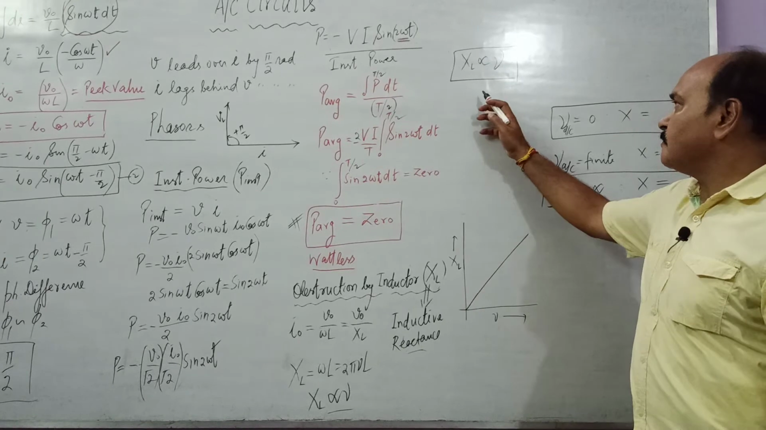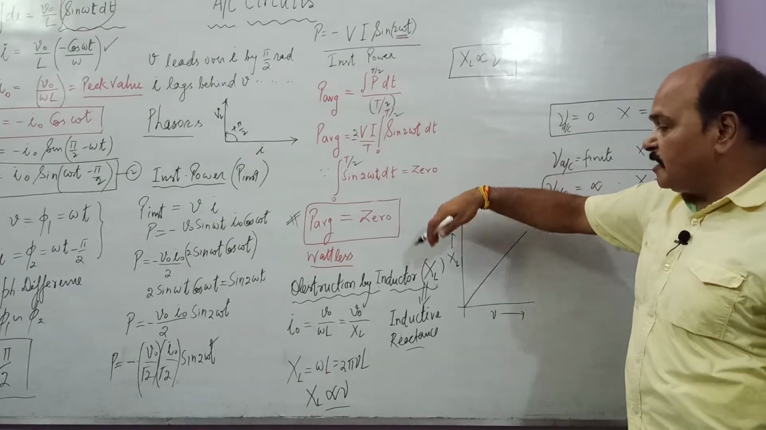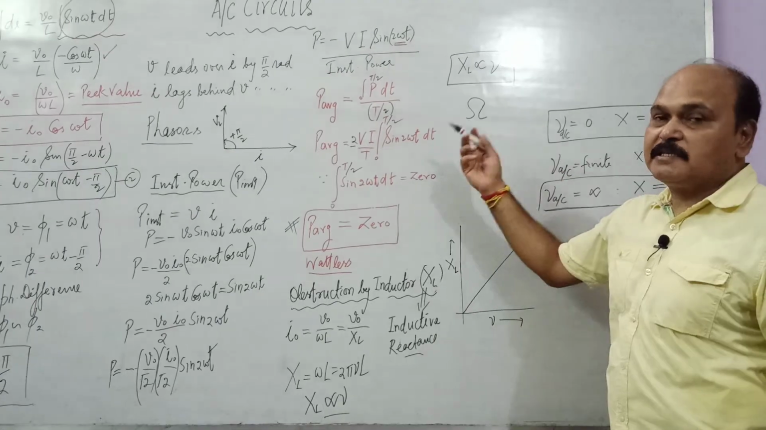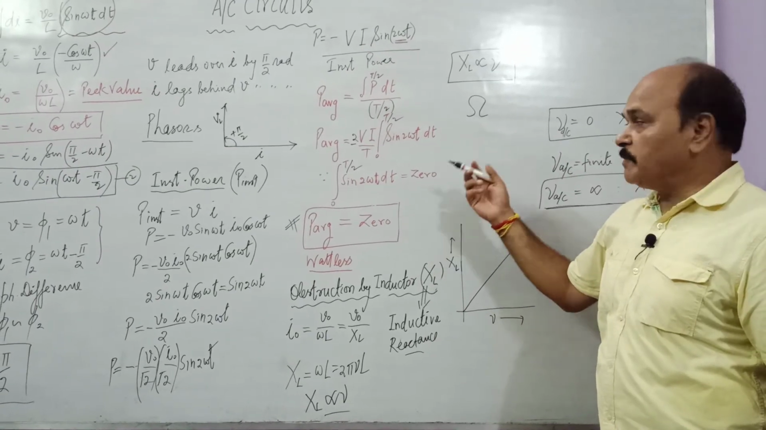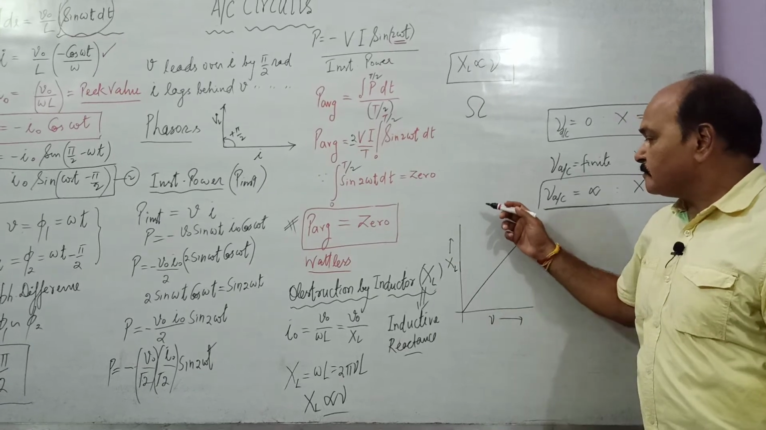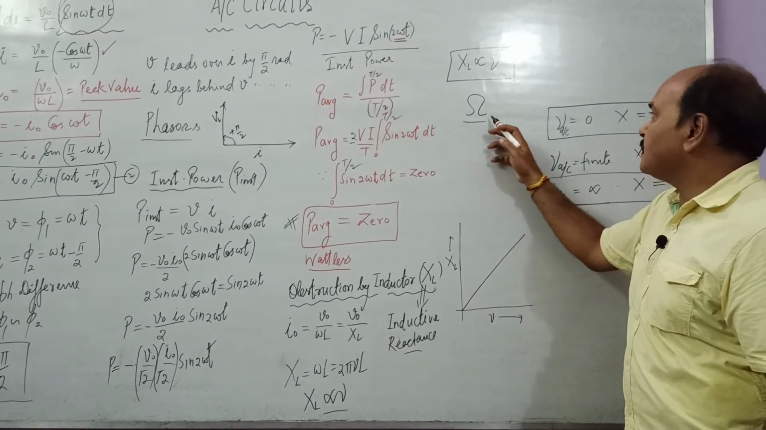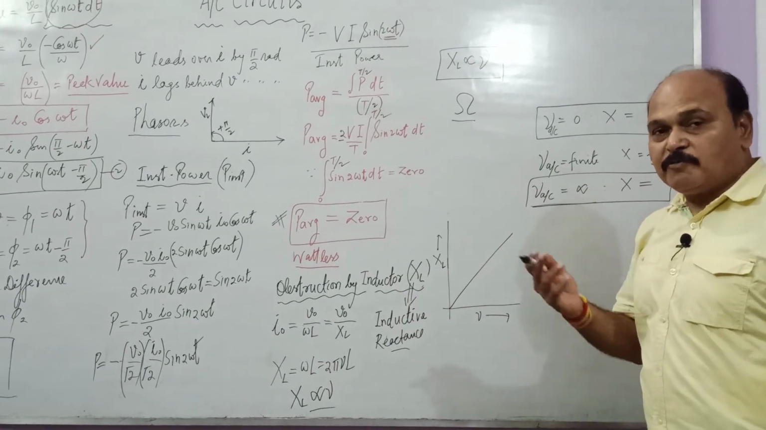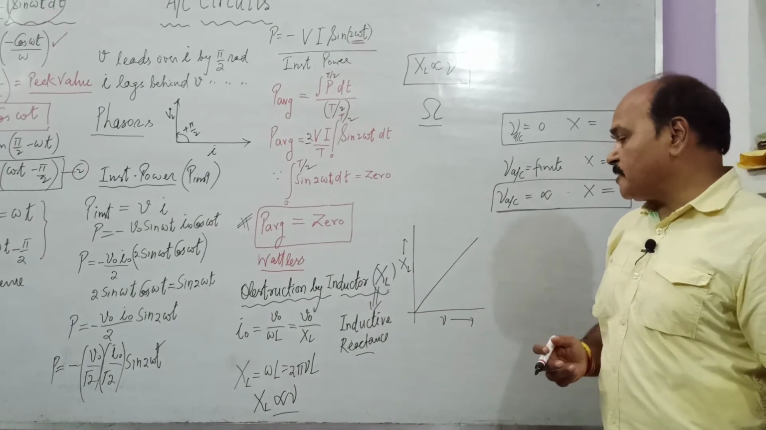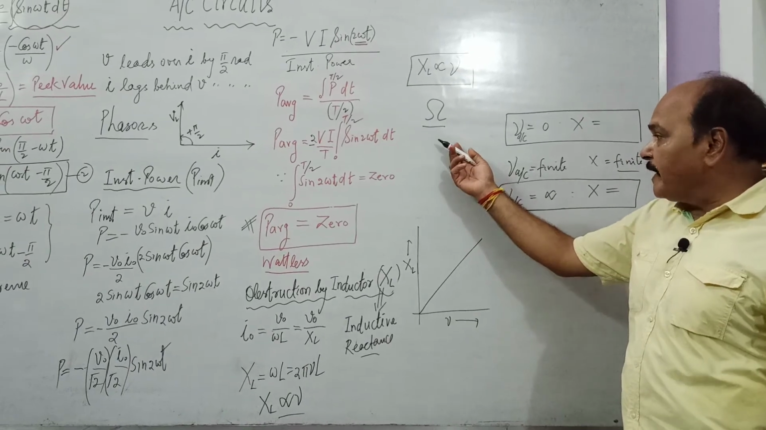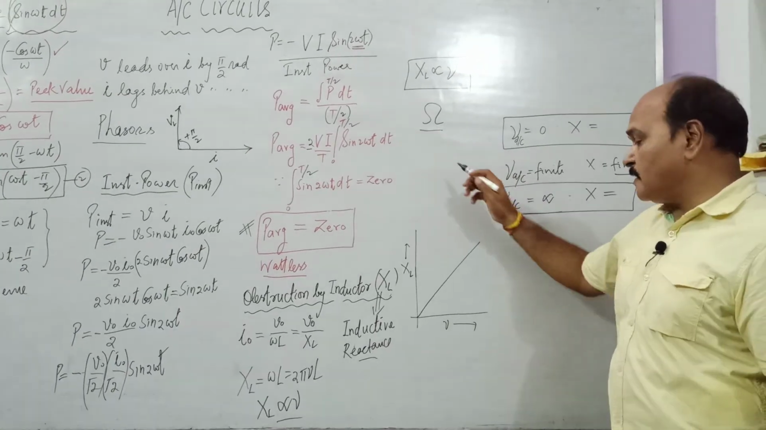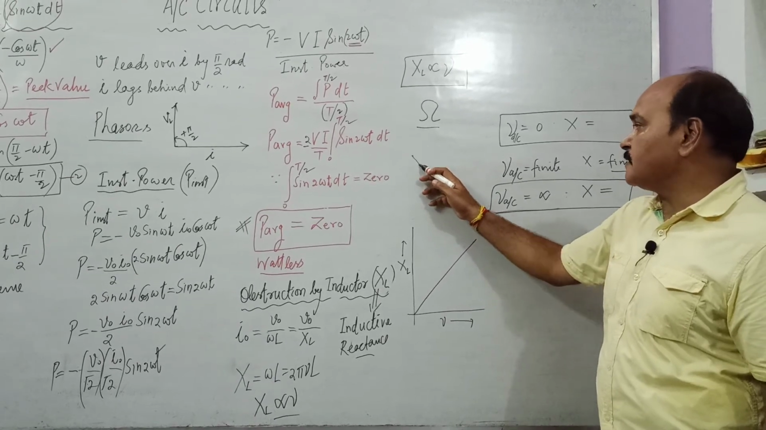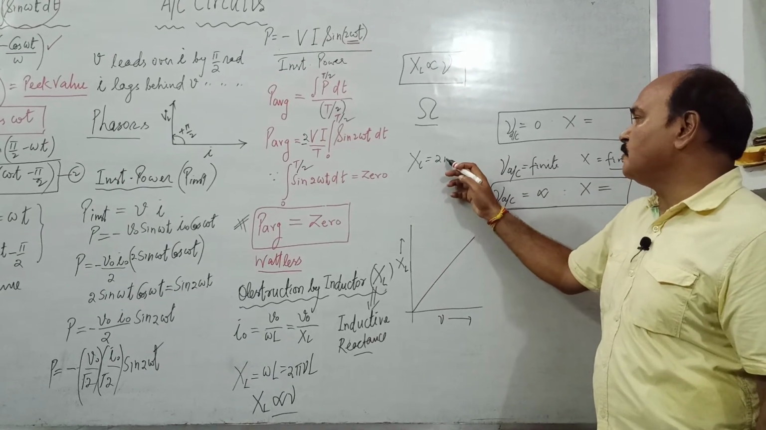This obstruction by inductor, which is dependent upon frequency, has same unit as the unit of resistance. But remember, the obstruction depends directly on frequency. In previous case, in case of capacitor, the obstruction depended upon frequency inversely. Here it is directly. So XL is equal to 2 pi nu L.